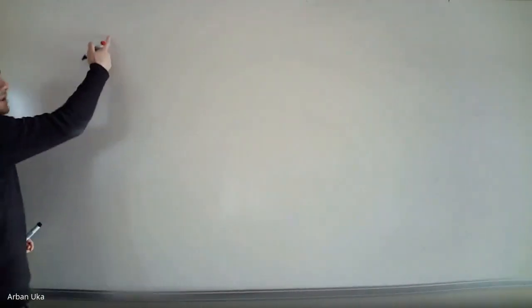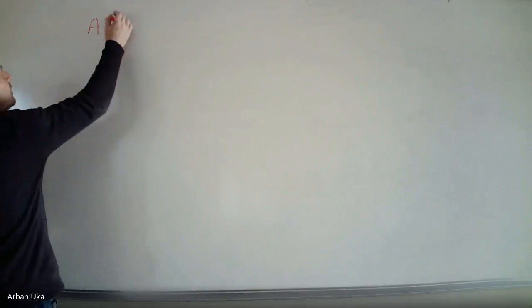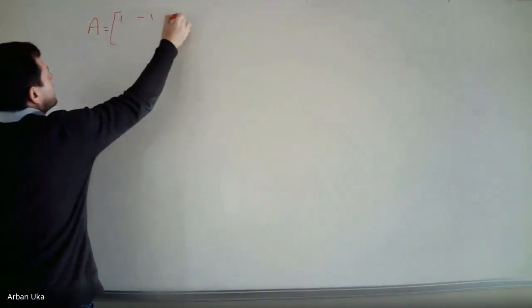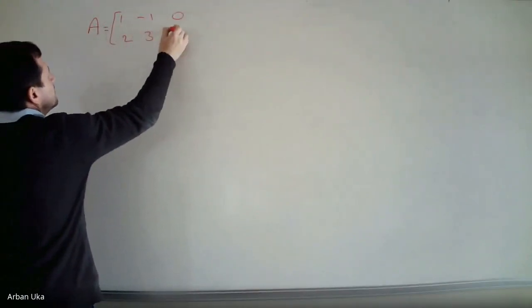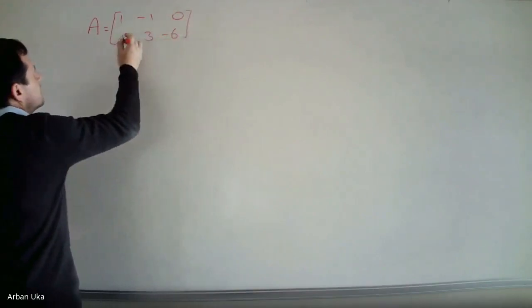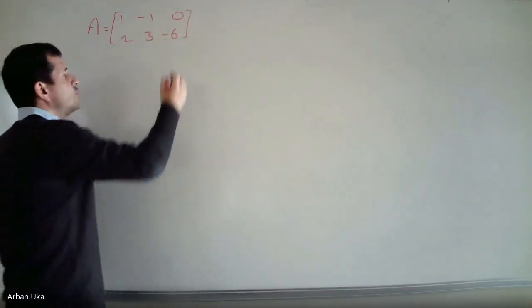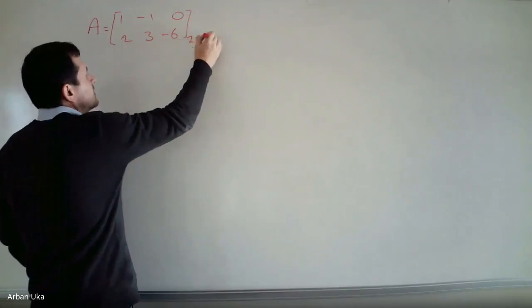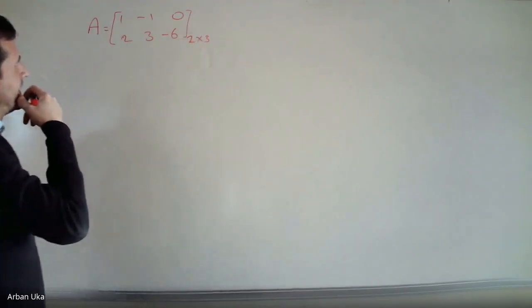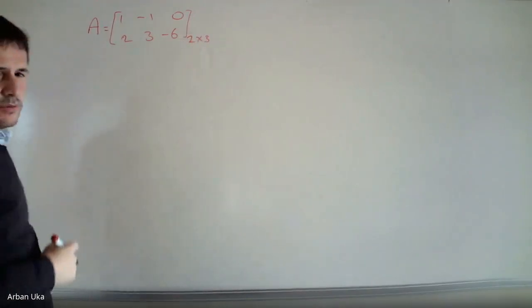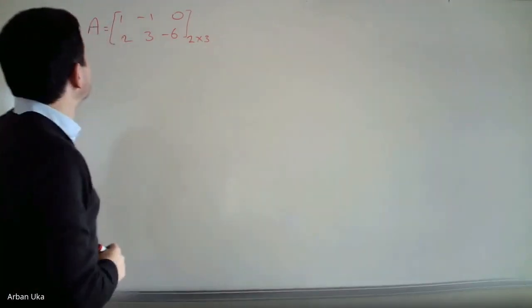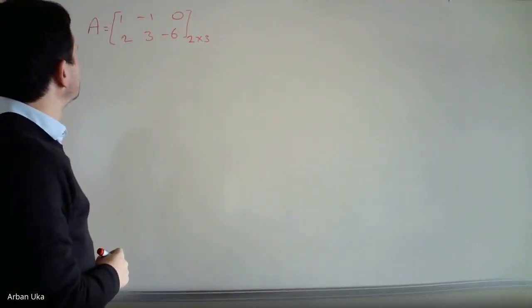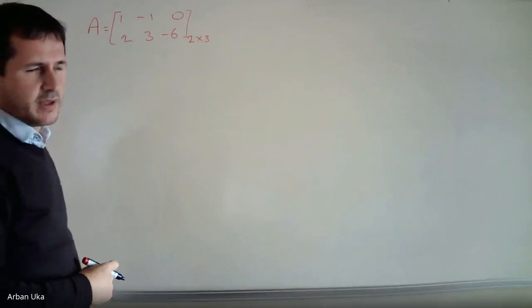About general aspects of matrices, a matrix can be [1, -1, 0; 2, 3, -6], and this matrix is a 2 by 3 matrix. Then we can consider, just for a moment, the columns of A.